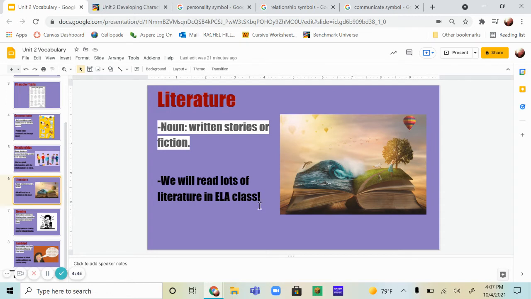When you're thinking about your sentence for this one, make sure in your sentence I can tell that you're meaning fiction instead of nonfiction. Maybe use an example in your sentence of what could be a literature story. It's just a fancy word for fiction. So go ahead and make your entry for literature.